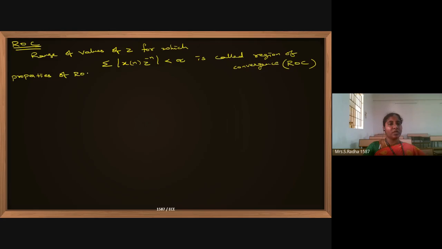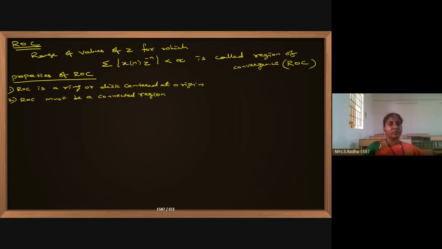Now coming to the properties of ROC. We have a few properties. So first property, ROC is a ring or disk centered at origin. This is the first rule. Second one, ROC must be a connected region. There should be some continuity. When you say the range of values of Z, there should be some continuity. Third one, ROC of stable LTI system contains unit circle.